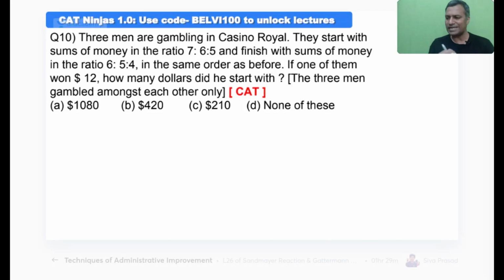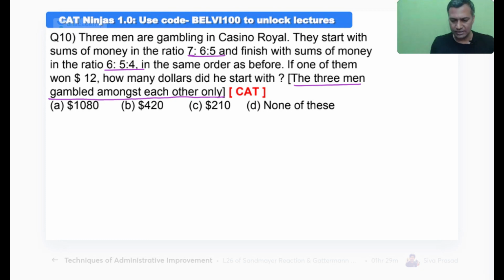So what has happened here? The money is only changing hands. They start with sums of money in one ratio, and they finish with sums of money in another, in the same order. The three men gamble among each other only. There is no external person here. They were playing among themselves, which means the money only changed hands.